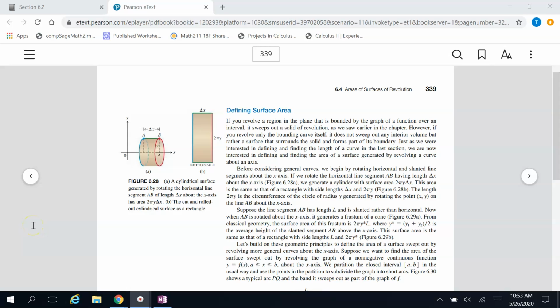All right, 6.4. So 6.4 again is another very short section that I'm not a huge fan of, but I'm going to talk about it. This video should be pretty short. We'll just do one quick example of it.